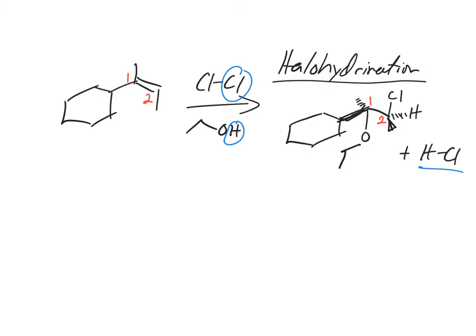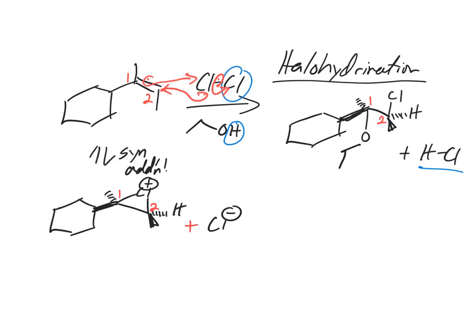The first step, what's my nucleophile? The pi bond reacts with the chlorine. The chlorine-chlorine bond breaks. A lone pair on the first chlorine comes back and bonds there in a syn fashion, making a chloronium ion, a three-membered ring, in a syn fashion. All right, so we have our syn addition. So I'm just showing the chlorine adding to the top face.